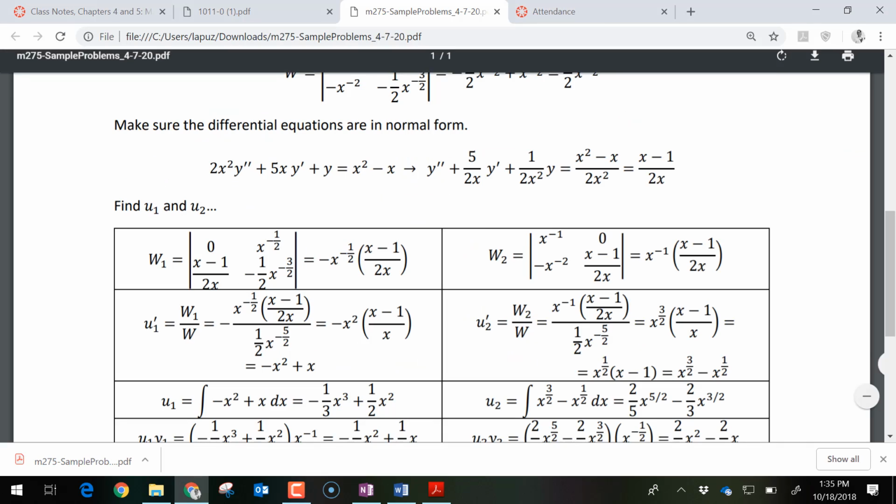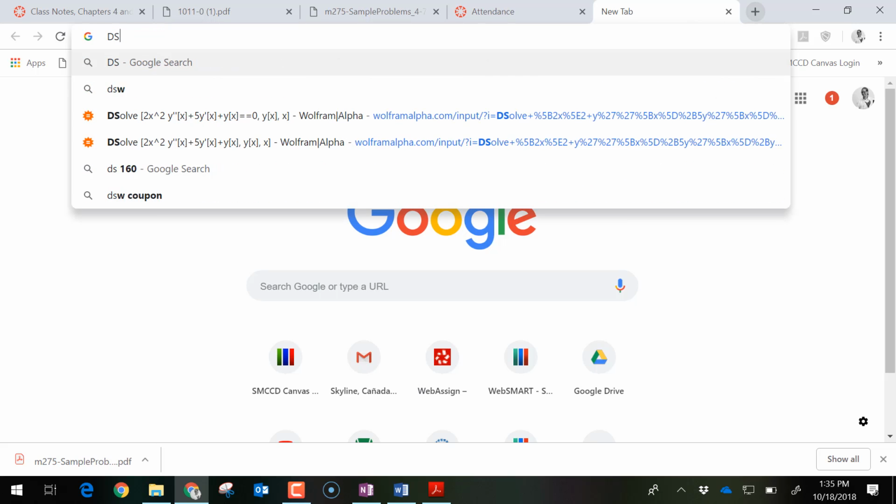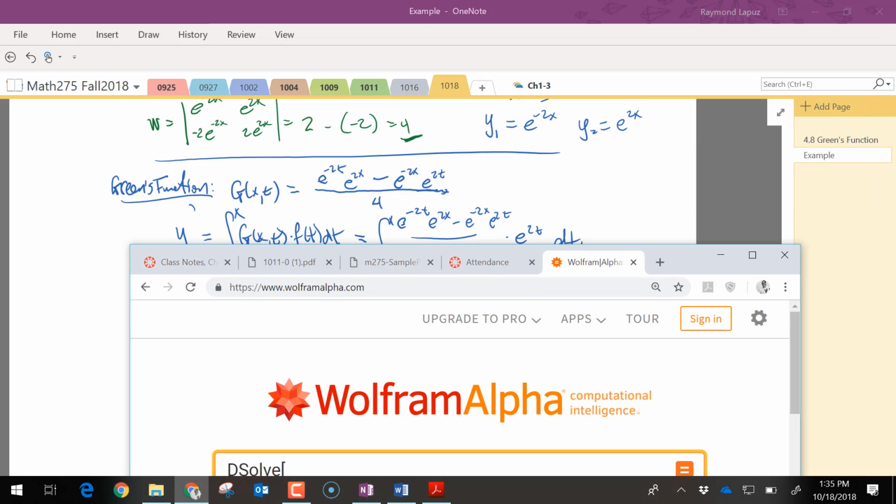I suppose we should check if this is right? So let's go to Wolfram. Did you know that Wolfram can do differential equations? Maybe I shouldn't tell you. So the command for solving differential equations is called dsolve.